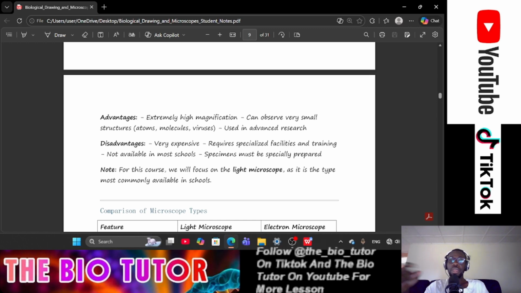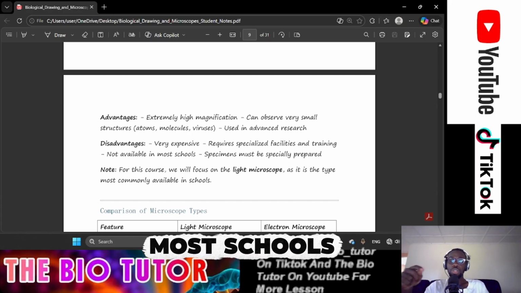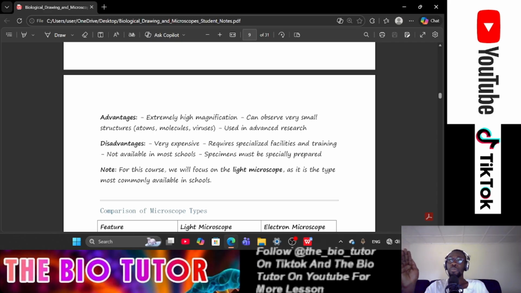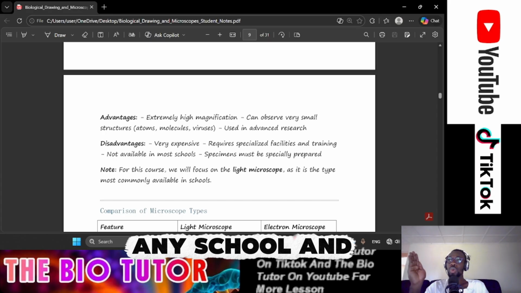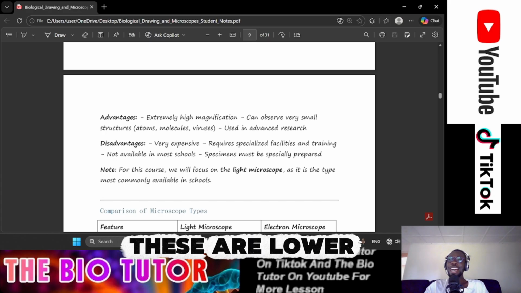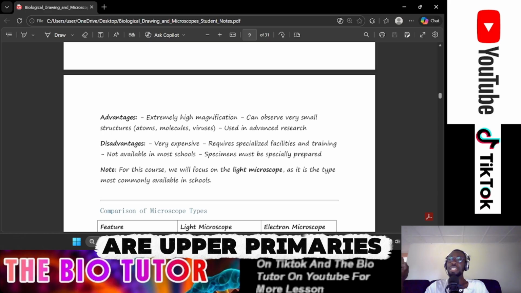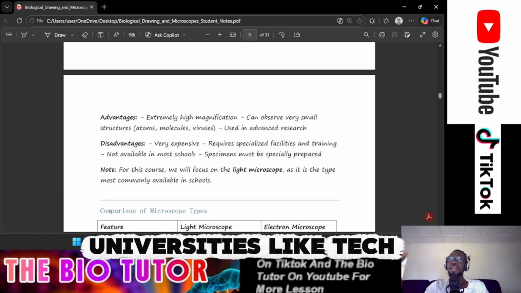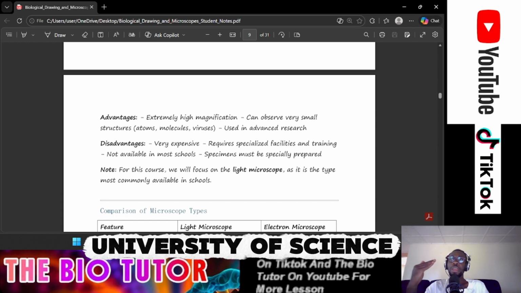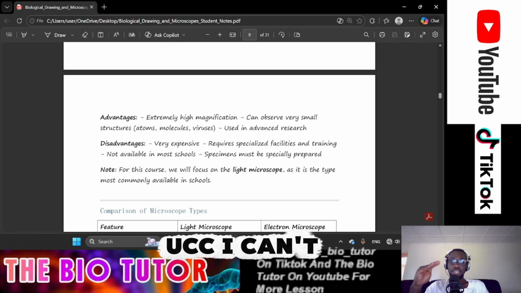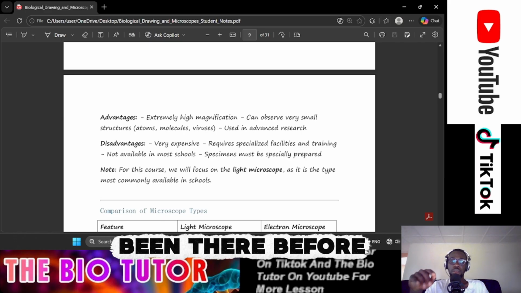Very expensive. It requires a specialized facility and training, and is not available in most schools, especially in Ghana. It is not available in any school. And when I talk about school, I'm not talking about university. I'm talking about lower primary, upper primary, and things like that. Because when it comes to universities like KNUST, that is Kwame Nkrumah University of Science and Technology, Legon, and UCC, I can't say much about it because I haven't been there before. Okay.